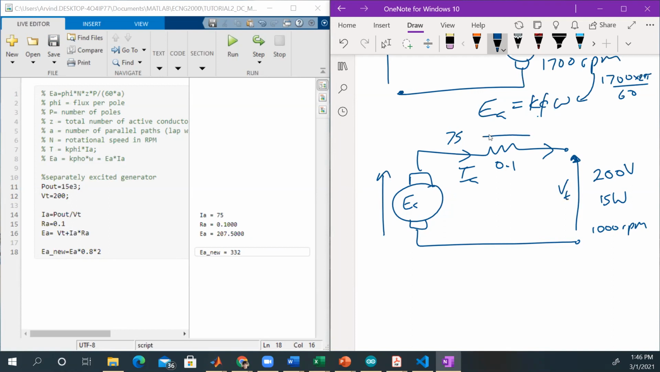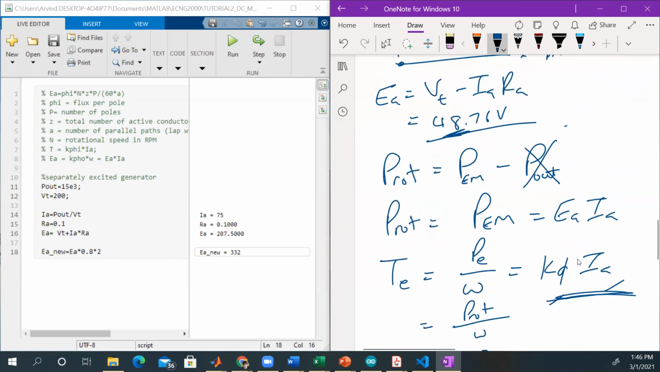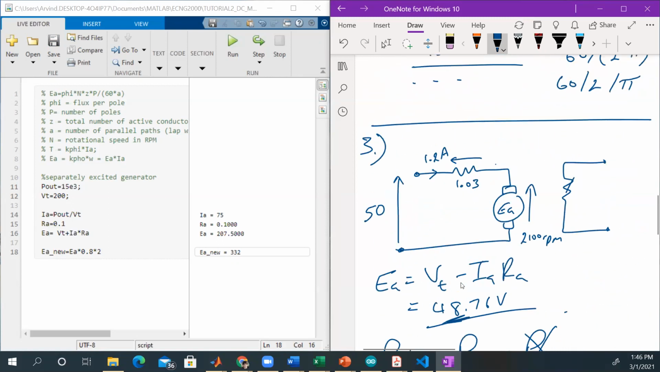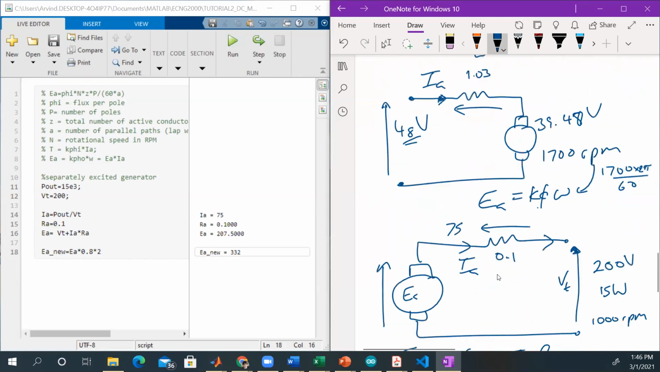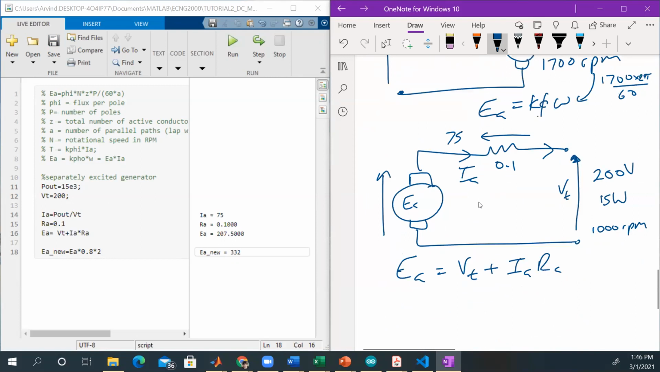Now we could work out EA here by, again, we have VT here. Now we have the voltage dropping in the opposite direction. So now EA here will be equal to VT plus IARA. When we had it acting as a motor, you would see it was VT minus IARA, and that is just because of the direction of the current. Okay, so VT plus IARA, so we get EA is 207.5 volts.